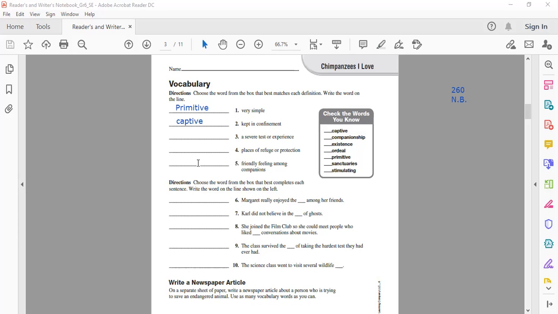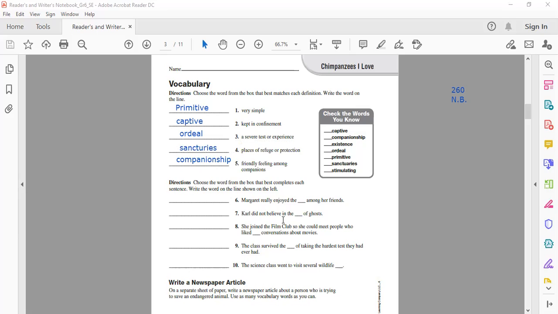A severe test or experience, something complicated and very hard experience. Ordeal. Yeah, ordeal, very good. So we have ordeal. And then we have number 4, places of refuge or protection. To protect somebody and to give him a place inside your house. Sanctuaries. Sanctuaries, very good. So we have sanctuaries. And then we have number 5, friendly feeling among companions. Companionship. Companionship, very good.